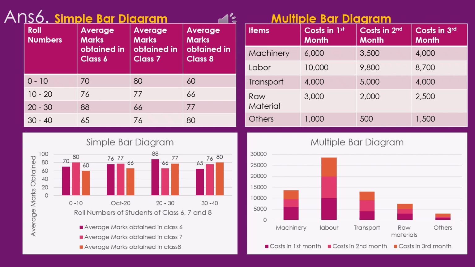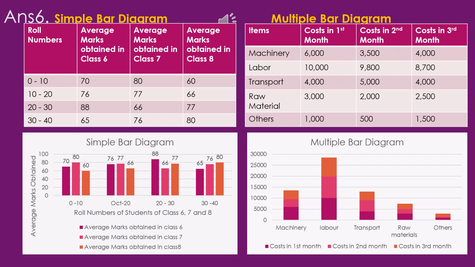Now for the multiple bar diagram, what do we find? We have drawn the costs in the first, second and third month for the different parts of the factory inputs. So what are they? The machinery, the labor, the transport, the raw materials and the others. So these are the different costs presented in the stacked or the multiple bar diagram: the machinery cost, the labor cost, the transport cost, the raw material cost and the others cost.